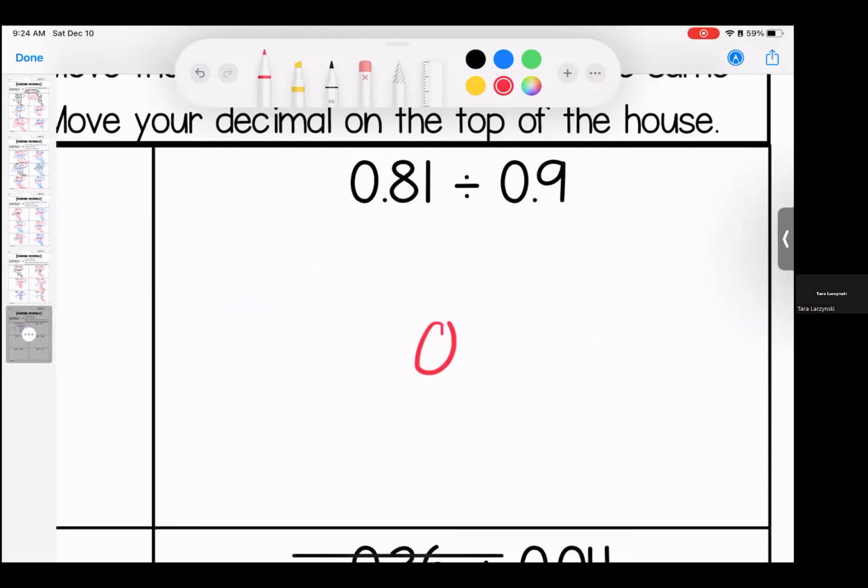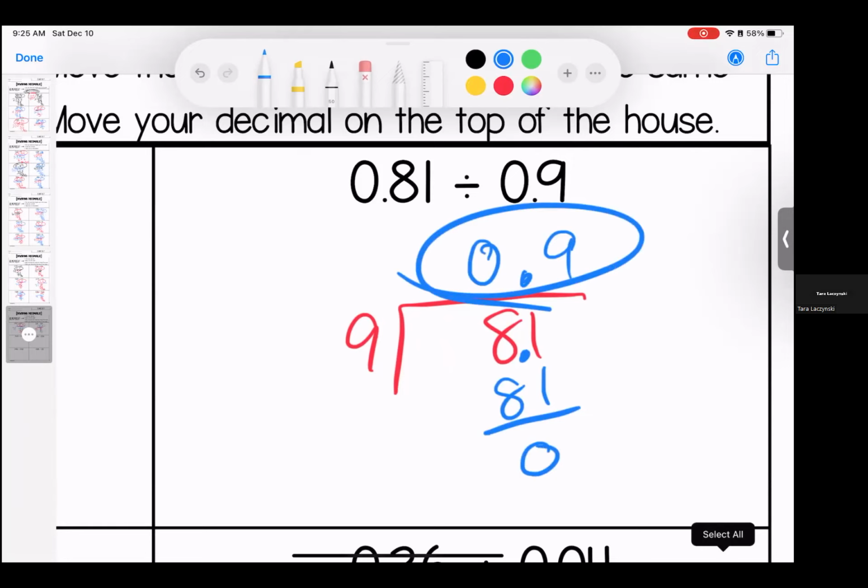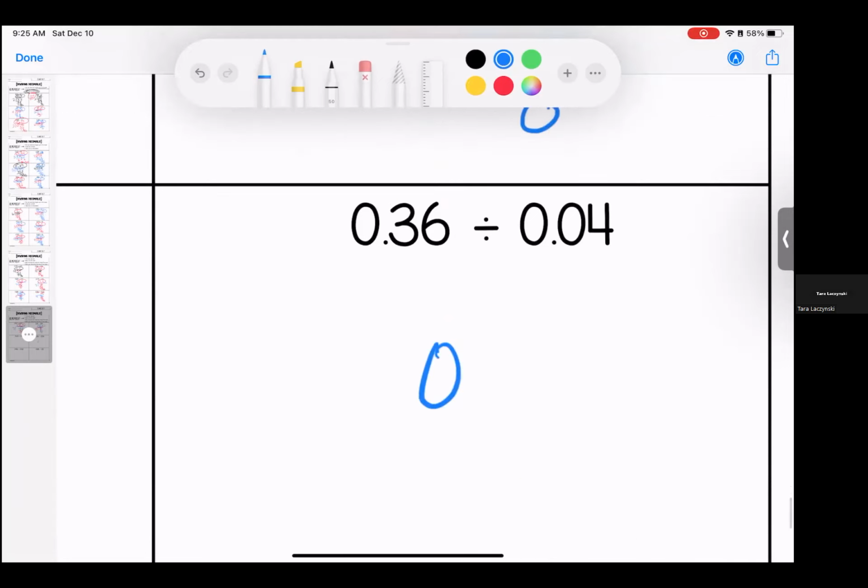All right, for this one, we have 81 hundredths. We're dividing it by 9/10. Keep it balanced. 1, 1. Rewrite. 9 is being divided into 8 1/10. 9 does not go into 8, but it does go into 81 9 times because 9 times 9 is 81. Final answer, 9/10.